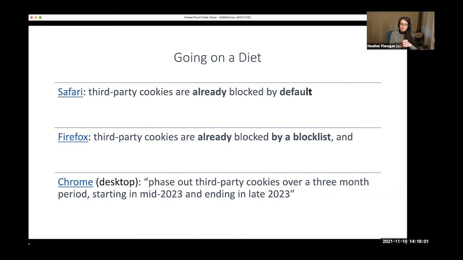And then there's Chrome, also known as Blink, if you're going to talk about the browser engine. And Chrome on the desktop intends to phase out third-party cookies starting in mid-2023 and completely by the end of that year.